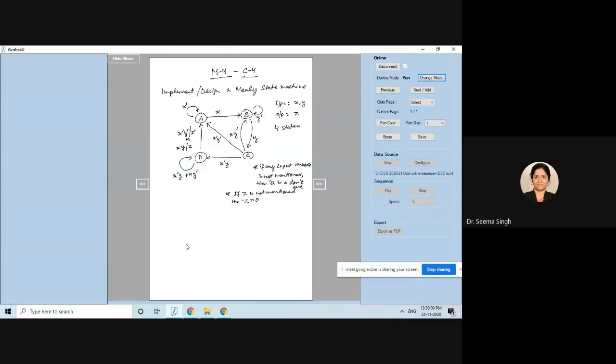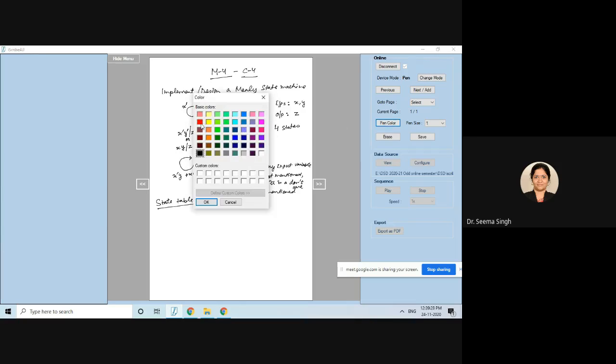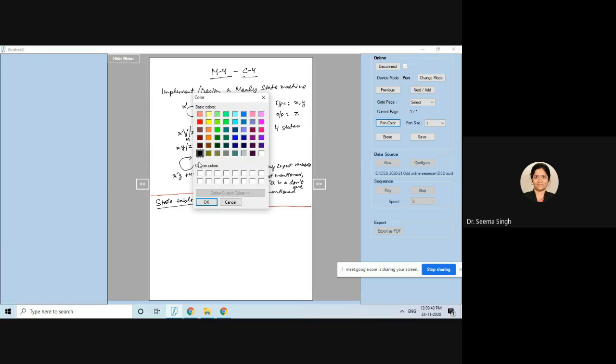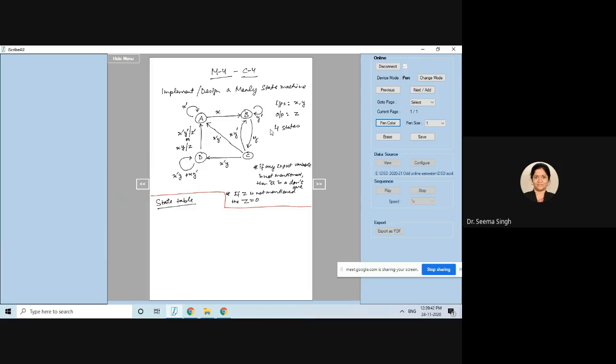Now the first step is writing the state table. All of you are writing along with me, I guess. First step is writing the state table. Now writing the state table itself is quite complicated here, and you should understand things very carefully. So I am doing my next step of writing the state table. Now I will show you how to write it, because it is very complicated in a Mealy machine.